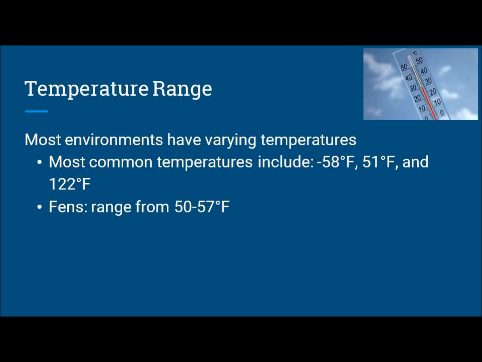Because wetlands are so diverse and can appear almost anywhere around the world, most of these environments have varying temperature ranges. Some of the most common temperature ranges include 58 degrees Fahrenheit, 51 degrees Fahrenheit, and 122 degrees Fahrenheit. However, one type of wetland, called fens, can range anywhere from 50 to 57 degrees Fahrenheit, and this has been proven with measurements.